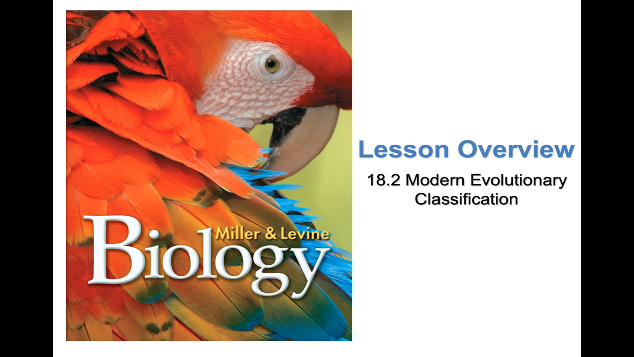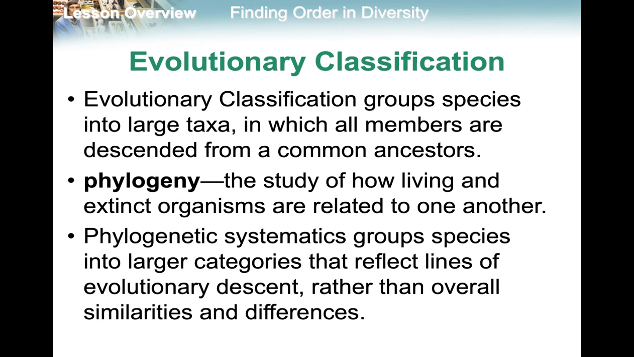That ends section 1. We're going to talk about section 2, modern evolutionary classification. When we are talking about evolutionary classifications, this is grouping species into taxa based on a common ancestor. Phylogeny is the study of living and extinct organisms and how they are related to each other.